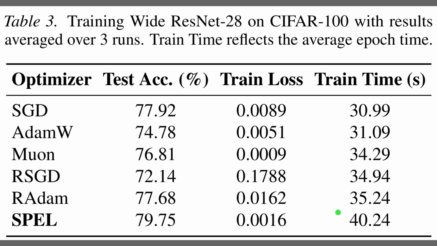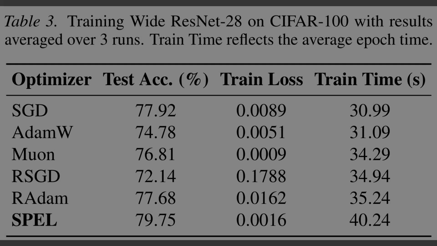Table 3 details the numerical results for that wide ResNet 28 experiment. In the first data column, SPEL achieves the highest test accuracy at nearly 80%, clearly outperforming both the standard Euclidean optimizers and Riemannian stochastic gradient descent. In contrast, although muon achieves a tiny training loss, its test accuracy lags behind at roughly 77%, confirming the overfitting issue. The final column shows that while SPEL's per epoch time is slightly higher at 40 seconds, it stays within a competitive range compared to the 34 seconds for muon.